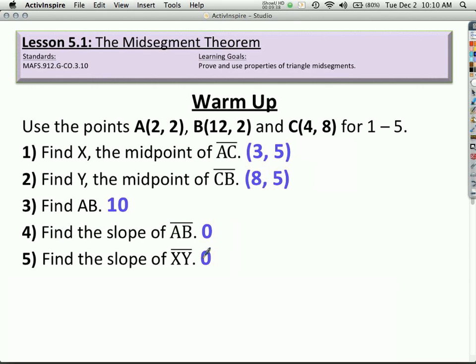Ziamar? AB and XY are parallel. Are they? Yeah, they have the same slope. So these two lines are parallel because they have the same slope. Very interesting observation. I wonder why that happened.